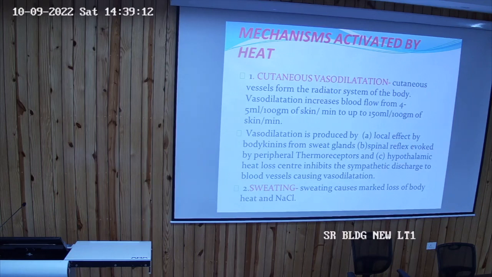Produced by the local effect of bradykinins from the sweat glands, spinal reflex evoked by the peripheral thermoreceptor, hypothalamic. Sweating causes marked loss of body heat and sodium chloride. So, if a person is coming from a hilly station to a desert area, what will happen? There will be initially a tremendous loss of sweat. The body cannot afford to lose that much of sodium and chloride. The profound loss of sweat mainly comprises sodium and chloride. So what will happen in acclimatization is that the sweat secretion will increase, but there will be diminished secretion of sodium and chloride. So only watery content will increase. This is brought about with the additional secretion of aldosterone. So that will be a part of acclimatization.